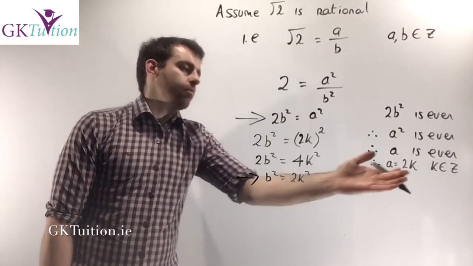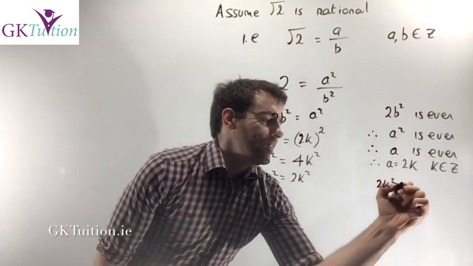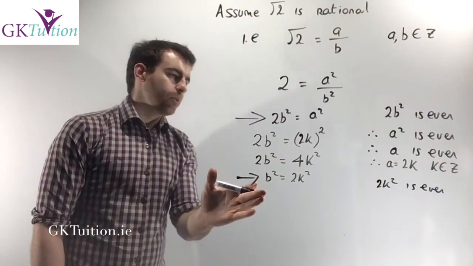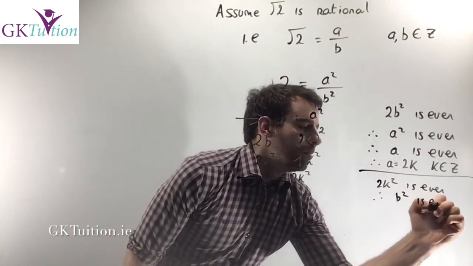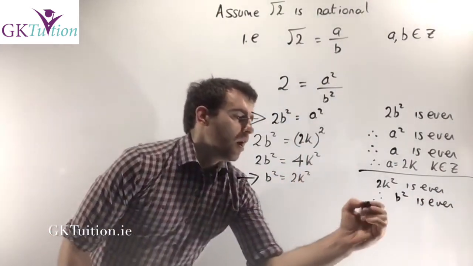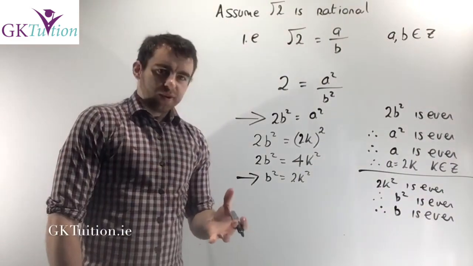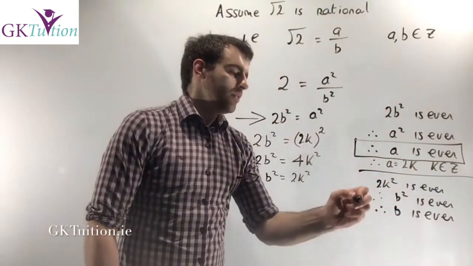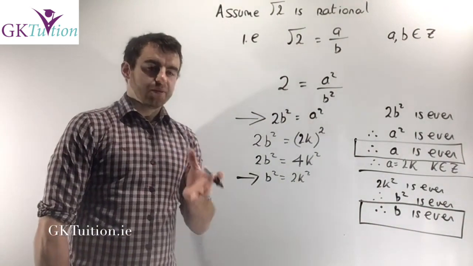From this line, remembering that k is a whole number, I can say that obviously 2k squared is even. 2k squared is definitely even. And 2k squared is equal to b squared. So if 2k squared is even, I can conclude that b squared is even. And based on the logic that we used up here, if b squared is even, I can also conclude that b is even. Now, this is where the problem lies. Up here I was able to conclude that a is even, and down here I'm able to conclude that b is even. And essentially that's all that we need for the proof.